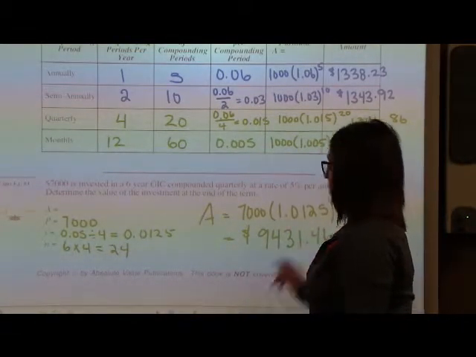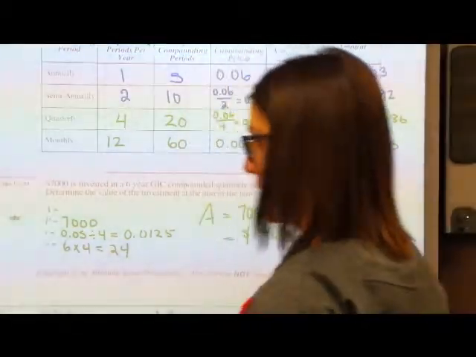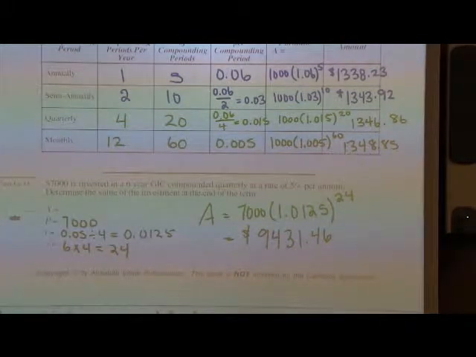$9,431.46. Good. So the next 3 questions basically are using this formula. This formula is not on your formula sheet, but it is derived from our exponential formula. It's just A is our principal amount, and B is that growth rate. It's what the interest rate is growing by, or the investment is growing by.